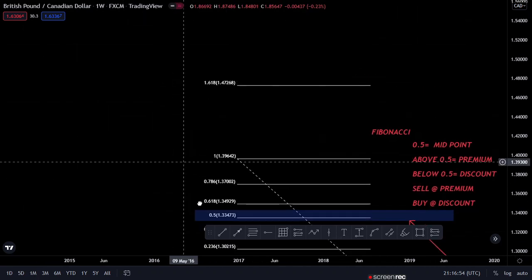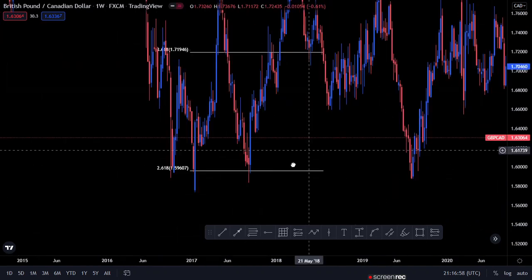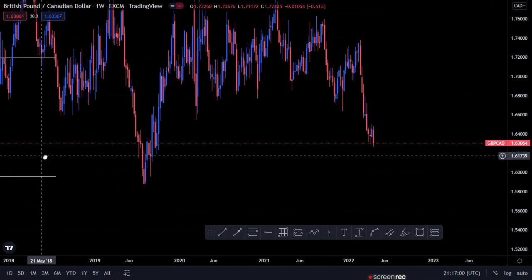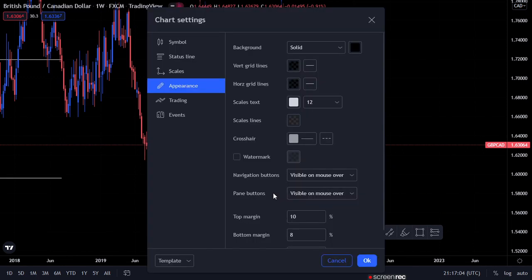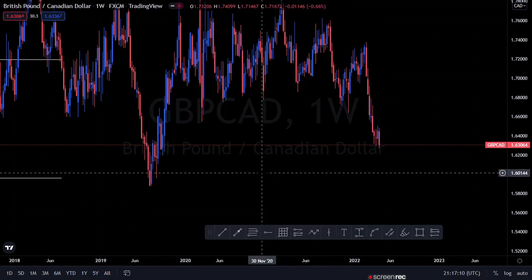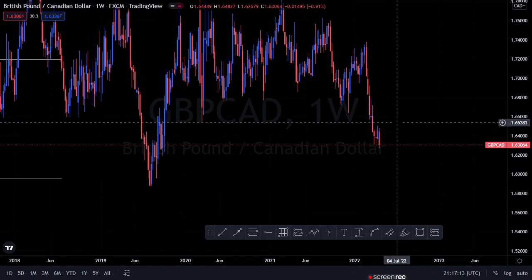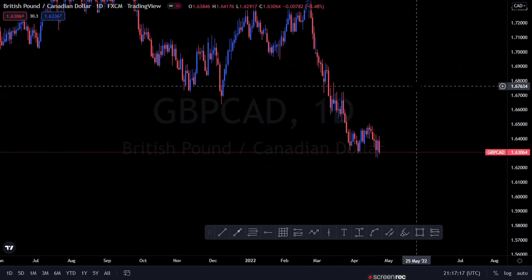Now let's go to the real market and see how we plot the Fibonacci and how we are going to use it. Let me bring the watermark so that you can see the currency we are dealing with. This is GBP/CAD in the weekly time frame. Weekly time frame is too high, so let me go to the daily time frame.